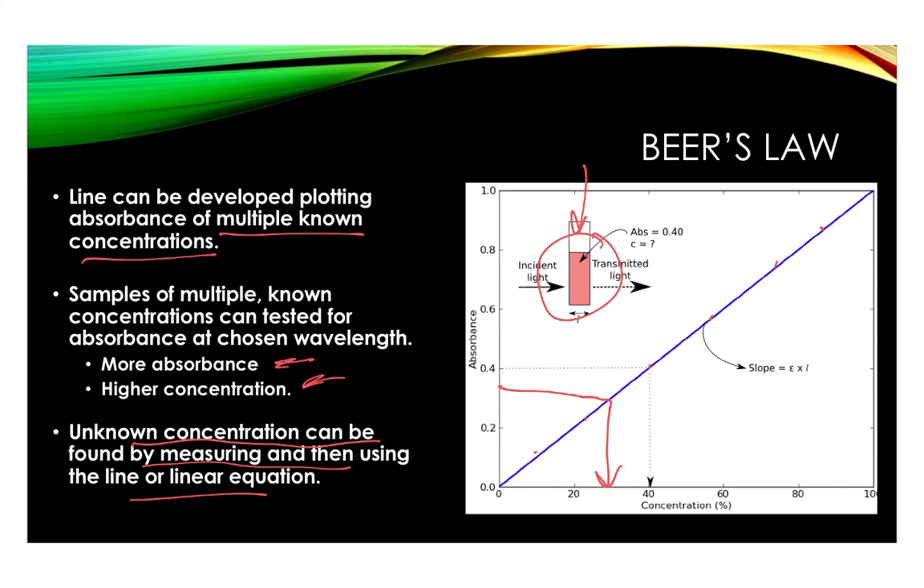So in other words, when we're doing UV VIS spectroscopy, there are always parts. Part 1 is determining the ideal wavelength to analyze our sample. Number 2 is to generate the Beer's law line. And again, we do that by making solutions that we know the concentration of, measuring their absorbance, and then plotting the points. And then, of course, 3, we can use this on an unknown.